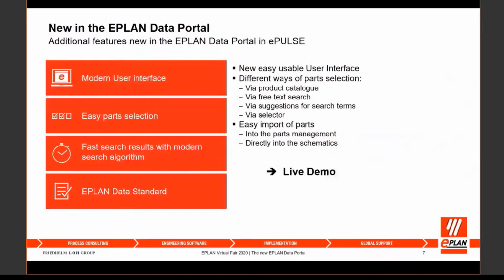To sum up what's new in the new ePlan data portal, I'd like to point out again the new modern user interface, which is very intuitive and easily understandable, and which leads to an easy parts selection. The users don't need long explanations or trainings. They can start right away and save time by using the parts data from the data portal. A modern search algorithm leads to fast results of the search, and you can say that there are further improvements. It's an ongoing process to make the best algorithm with the best results.